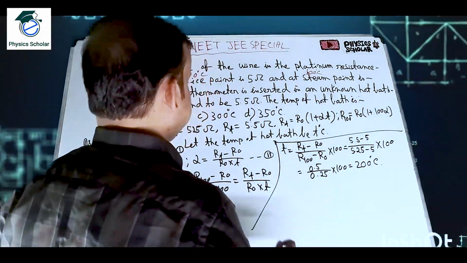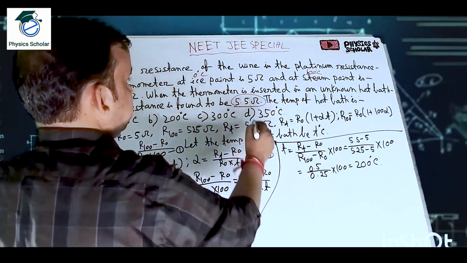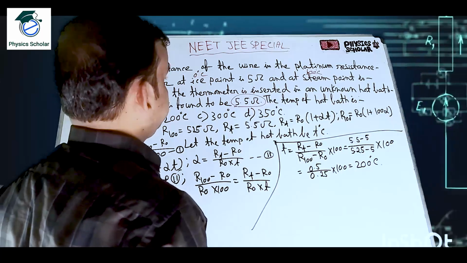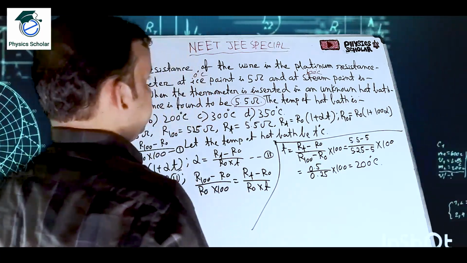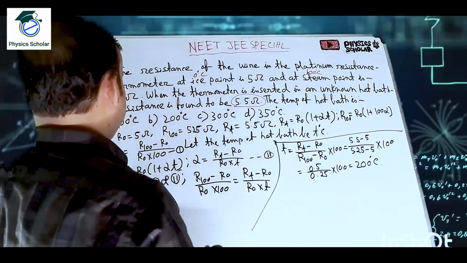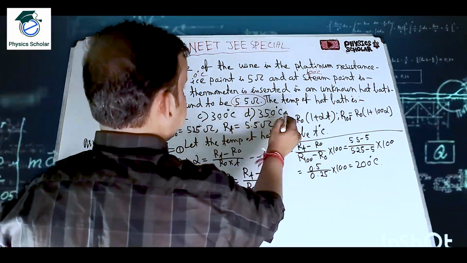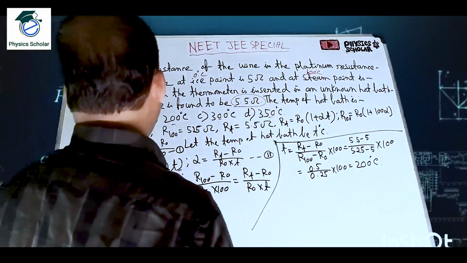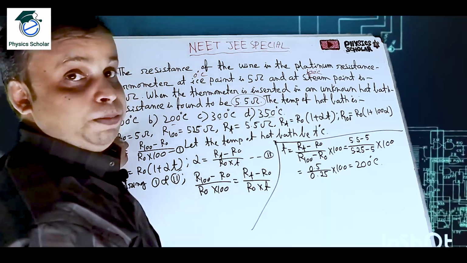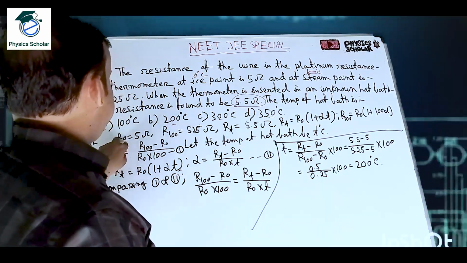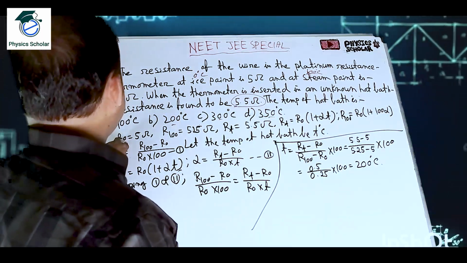After insertion, the resistance of the thermometer is found to be 5.5 ohm. We have to find the temperature of the hot bath. Four options are given: 100 degree, 200 degree, 300 degree, 350 degree. Now, what is R0? R0 means the resistance at 0 degree temperature.